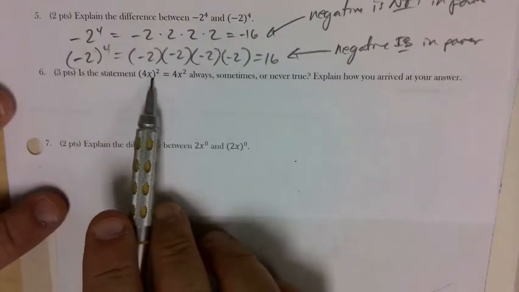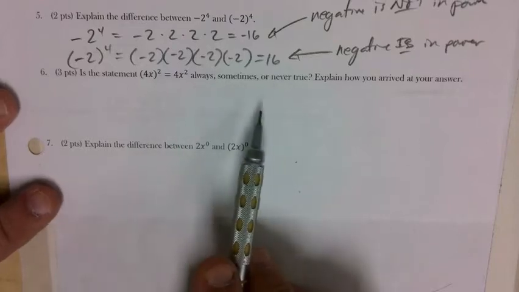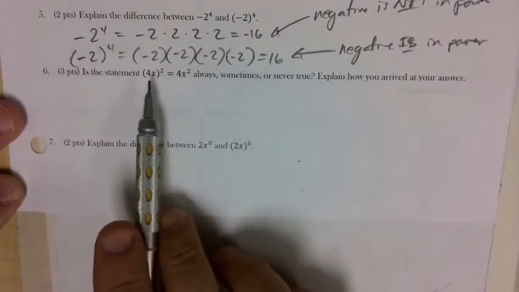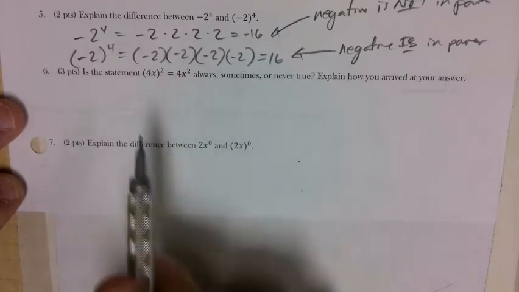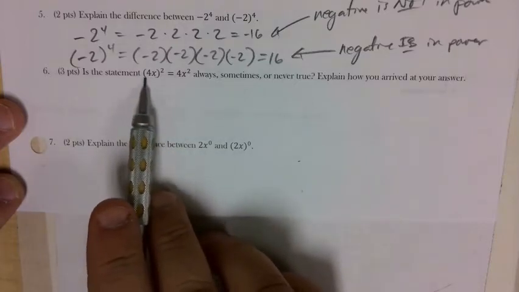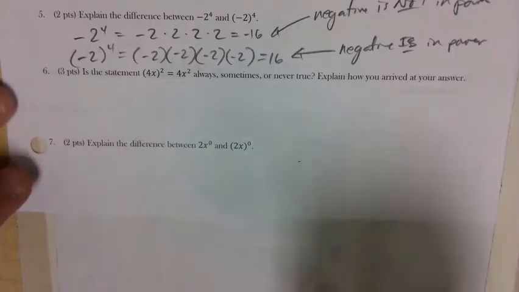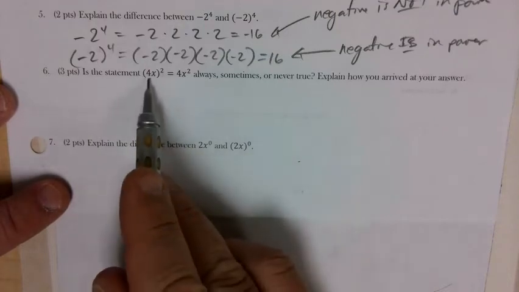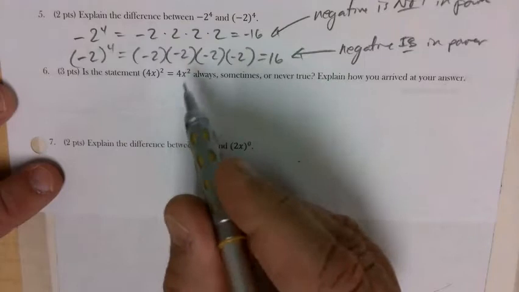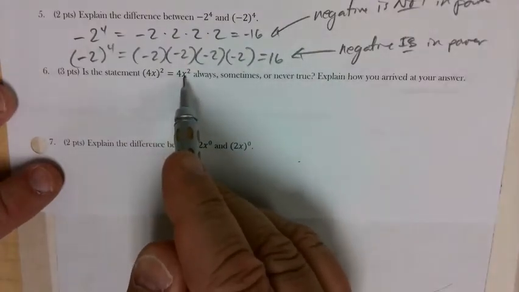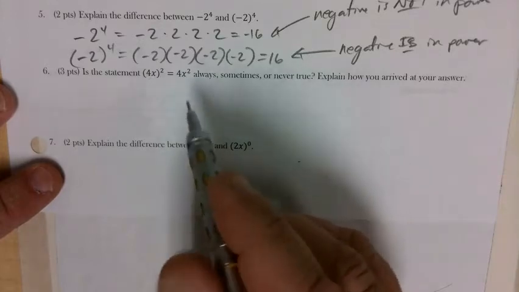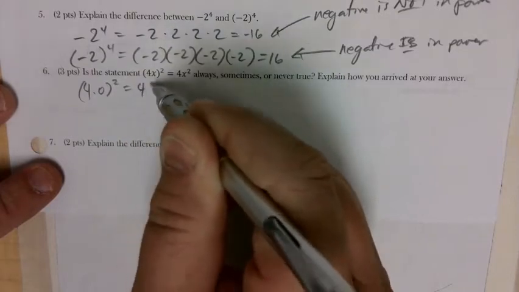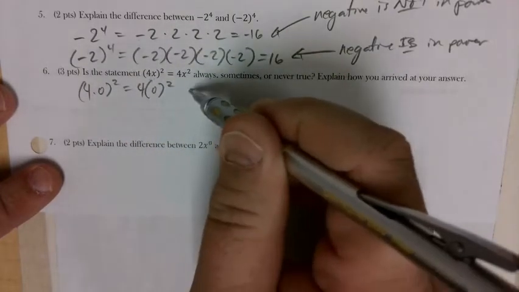Is the statement 4x to the power of 2 equals 4x squared always, sometimes, or never true? Explain how you arrived at an answer. Is it always true? So I'm thinking, what's the difference between this? Well, this 4x squared is the 4 is caught in the parentheses. Well, I can tell you one time when I know it's true. When I'm looking at things like this, I like to think about 0. If I put 0 in here, 4 times 0 is 0. 0 squared is 0. 4 times 0. So I'm just looking at order of operations. 4 times 0 squared equals 4 times 0 squared. That's true.